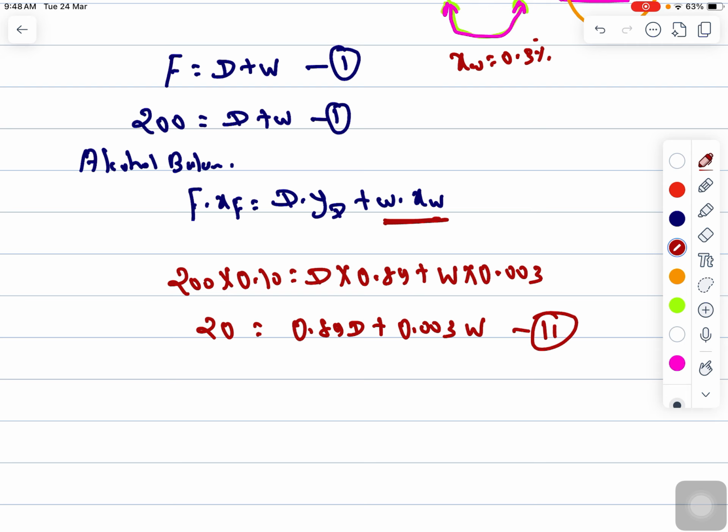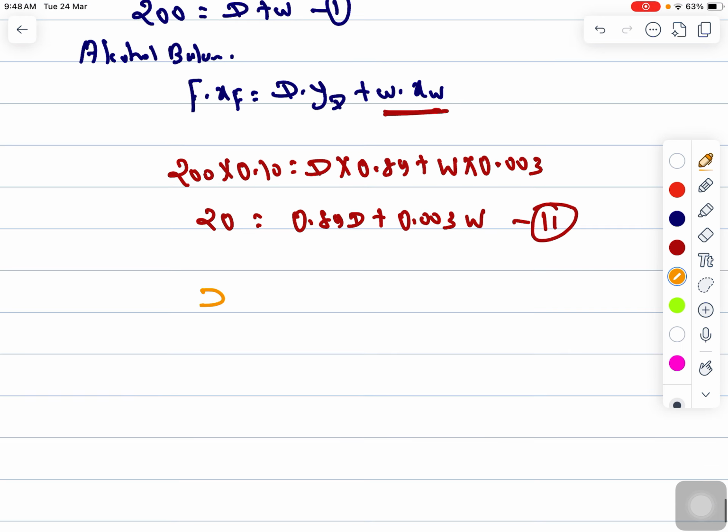So you have to solve equation first and second. There are two variables, two unknowns, and two linear equations. Once you solve these, you will get the value of d equal to 28.87 kilomole per hour, and w you will get 178.13 kilomole per hour.